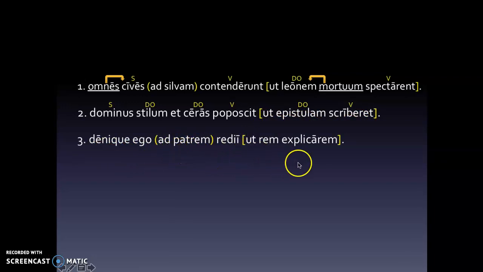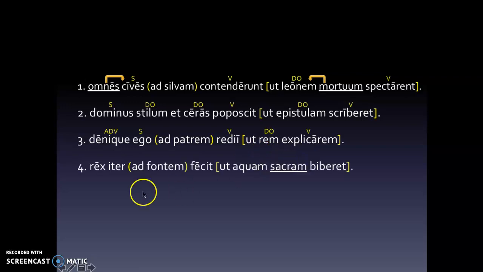We've got a prep phrase here, to the fatherland. We've got our ut and our subjunctive. So we've got our subordinate clause, our purpose clause. We've got an adverb, a nominative subject, a verb, an accusative direct object, and our verb. Finally, I return to the fatherland so that I might explain the thing, or you could say to explain the thing. We've got a prep phrase, we've got our ut, beginning our subordinate clause, and a subjunctive ending our subordinate clause.